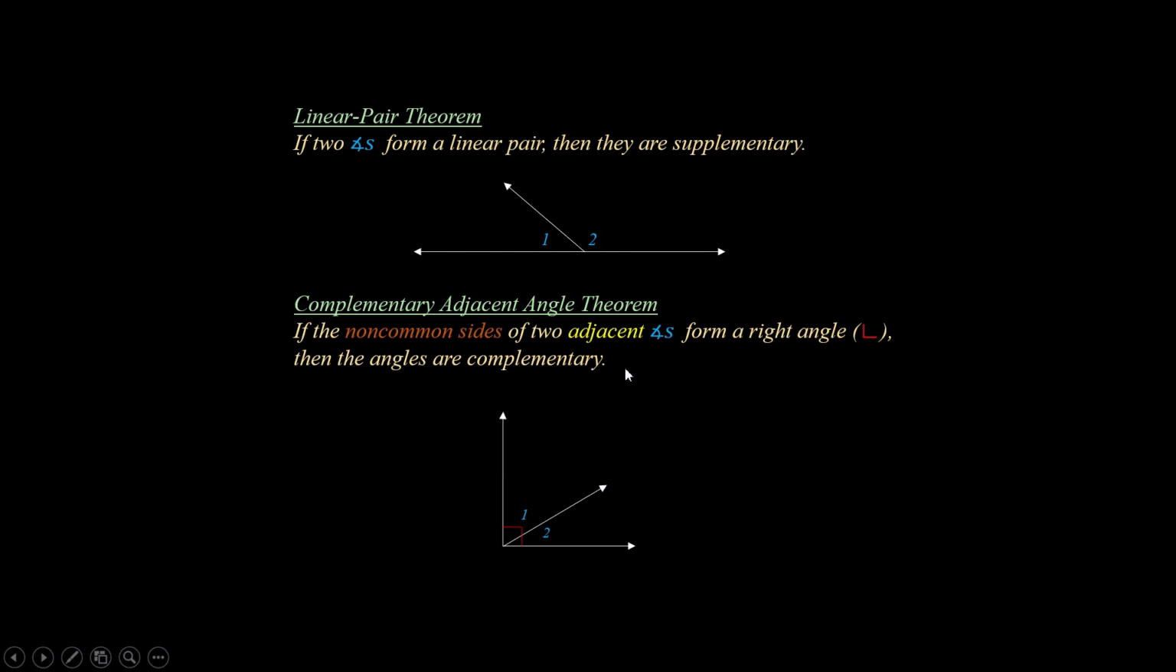Now, I'm suggesting to you, you have to really memorize this. You have to be able to articulate, enunciate these theorems and postulates and properties. You have to be able to say them. Unless you're able to reiterate and recite these from your memory, you don't quite know them as well as we would like you to know. Nevertheless, if the non-common sides of two adjacent angles form a right angle, then the angles are complementary.